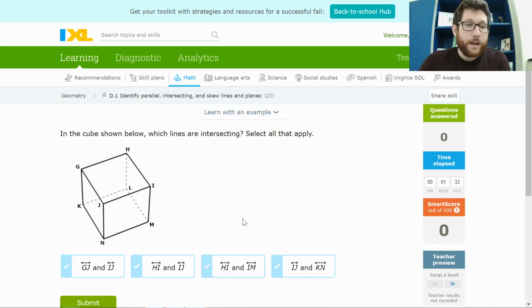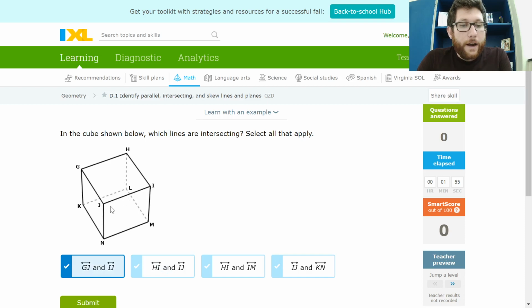So notice we've got a cube, and we want to know which lines are intersecting. Now notice these different options. We could click all four of these, two of these, one of these, so don't just find one that's true, check all of them. So here GJ and JI, those are going to be intersecting, right? I follow this line, I follow this line, I notice they cross at point J, so that looks good. Let's look at HI and IJ, and again, they intersect right there.